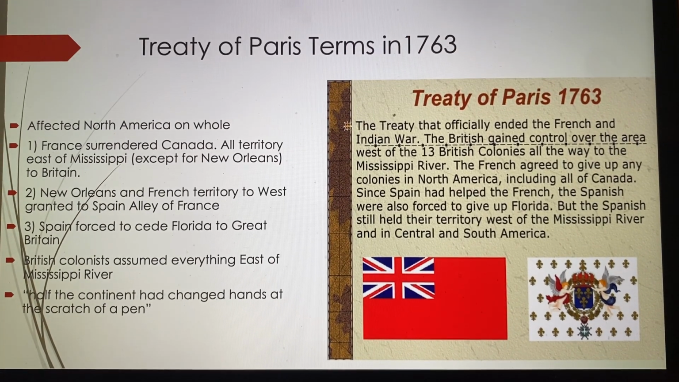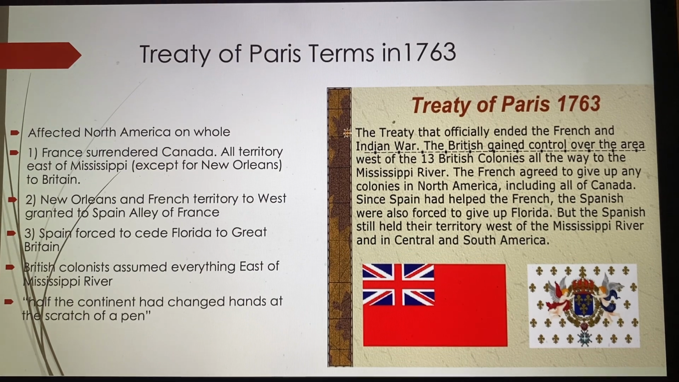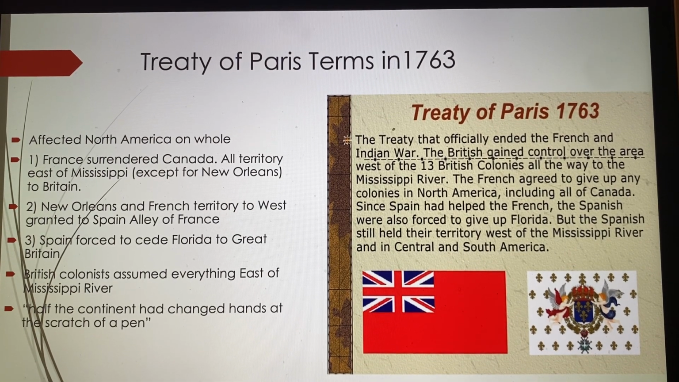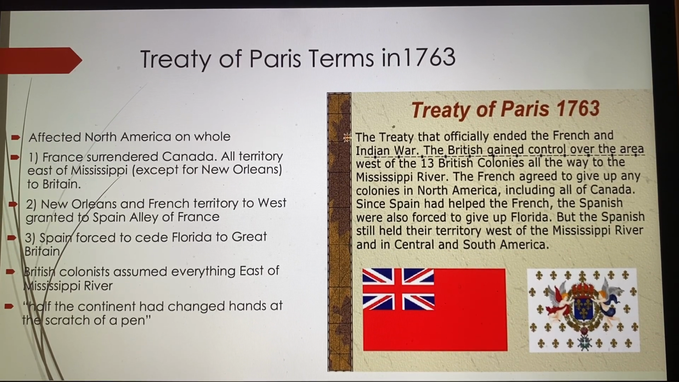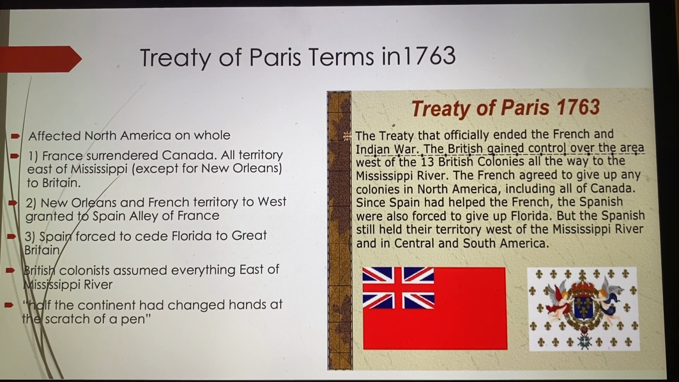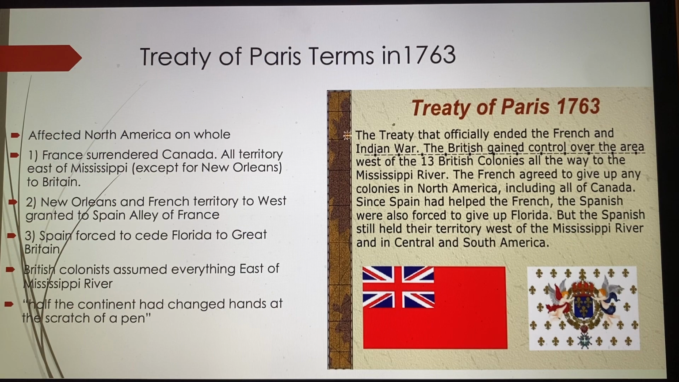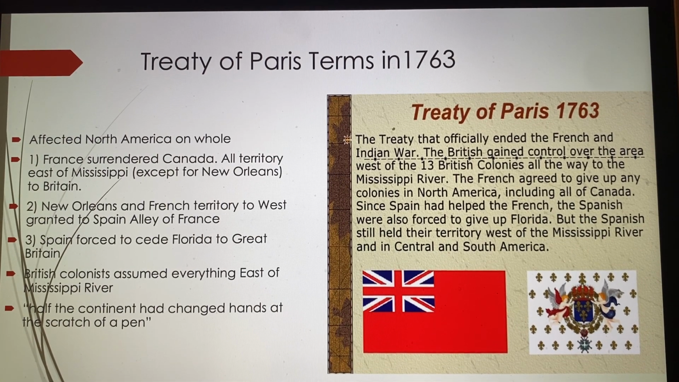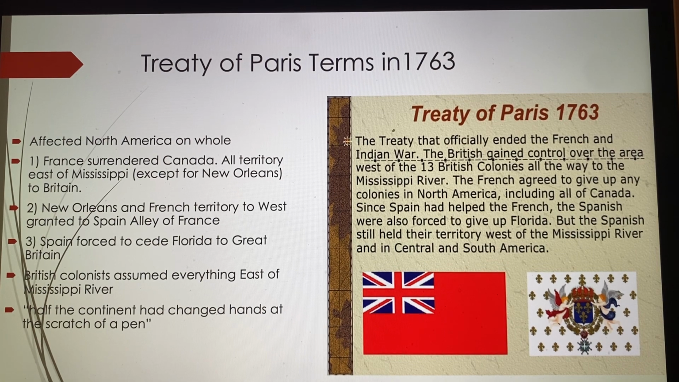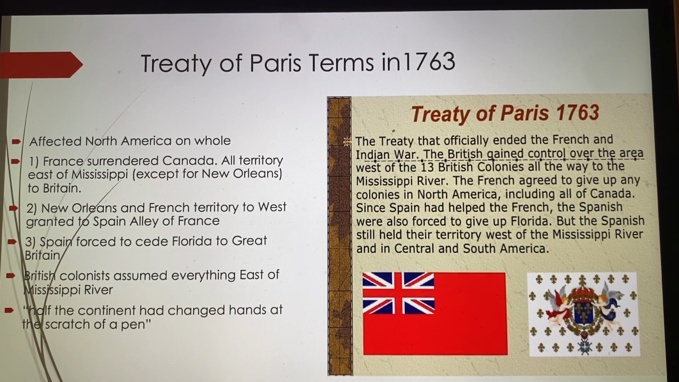So let's read the Treaty of Paris in 1763, the treaty that officially ended the French and Indian War. The British gained control over the area west of the 13 British colonies all the way to the Mississippi River. The French agreed to give up any colonies in North America that they had, including all of Canada.